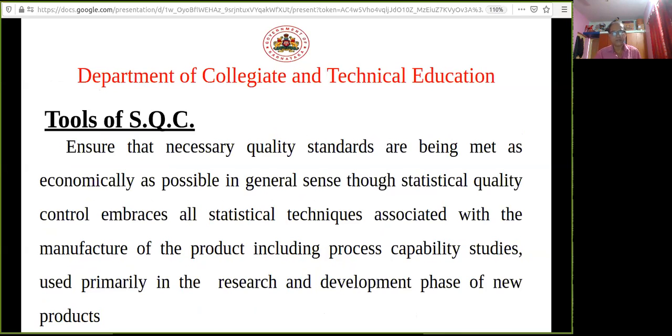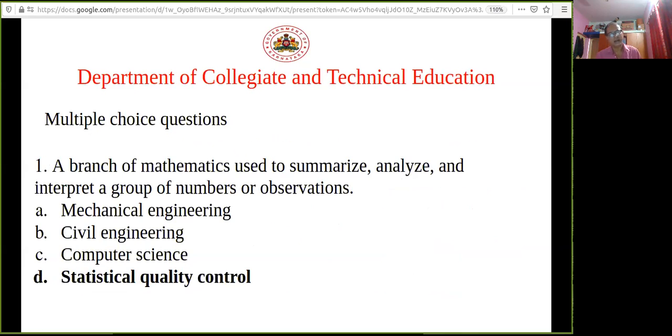So the next one is: because of the use of these tools, the control charts and the acceptance sampling, it ensures the necessary quality standards are being met. So naturally we will get better quality products, and because of the statistical techniques associated with the manufacture of the product, including the process capability studies used primarily in the research and development phase of the new product. So that is about the tools that are used in statistical quality control.